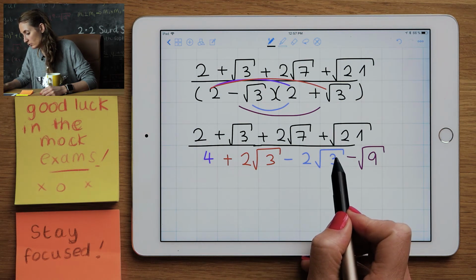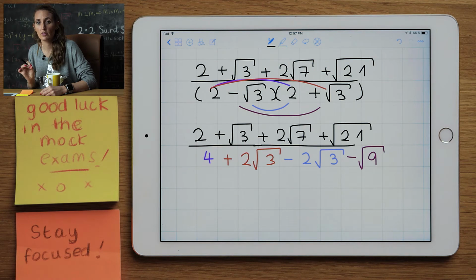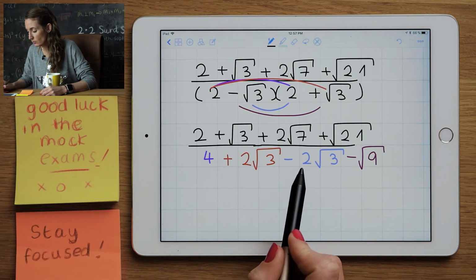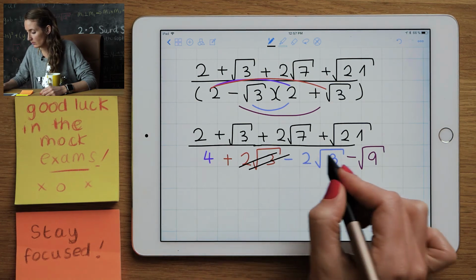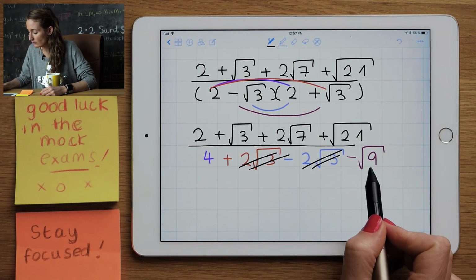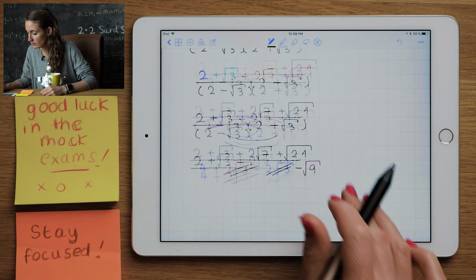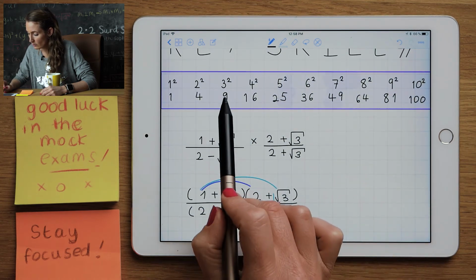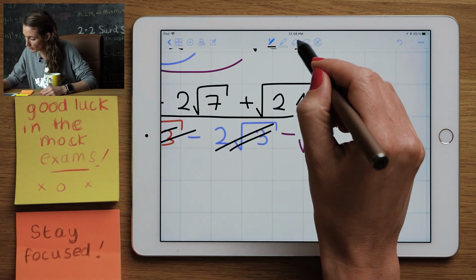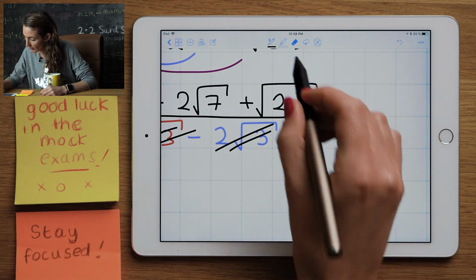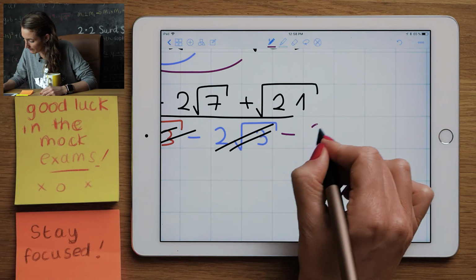When we look at the bottom, the first thing we should notice is plus 2 square root 3 minus 2 square root 3, that will leave me with nothing. They would add together, plus 2 minus 2 is 0. 0 square root 3, it's just 0. So they will cancel out. And square root of 9 is one of our square numbers. If we go back to our list, the square root of 9 is 3, because 3 squared is 9. So we can change square root of 9 to 3.